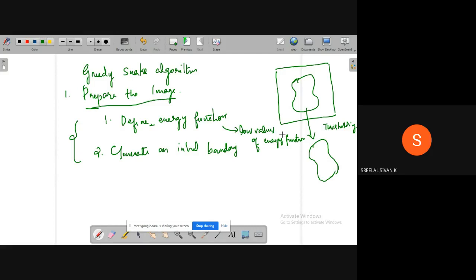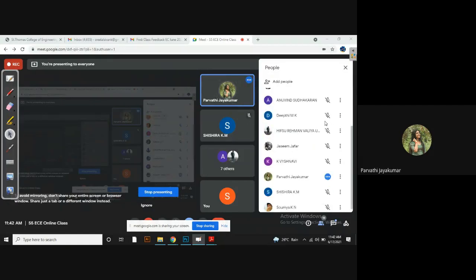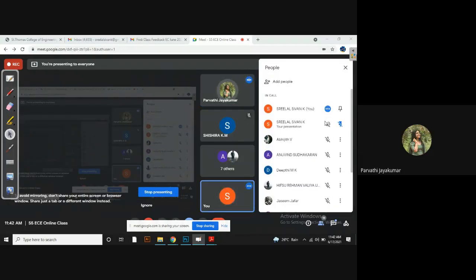So you have extracted the image, and you have an initial boundary. Based on that particular boundary pixels, you have prepared an energy function, based on the low value of that energy function. This is the initial step. And the next step is wiggle the snake. First step, prepare the image; next, wiggle the snake.